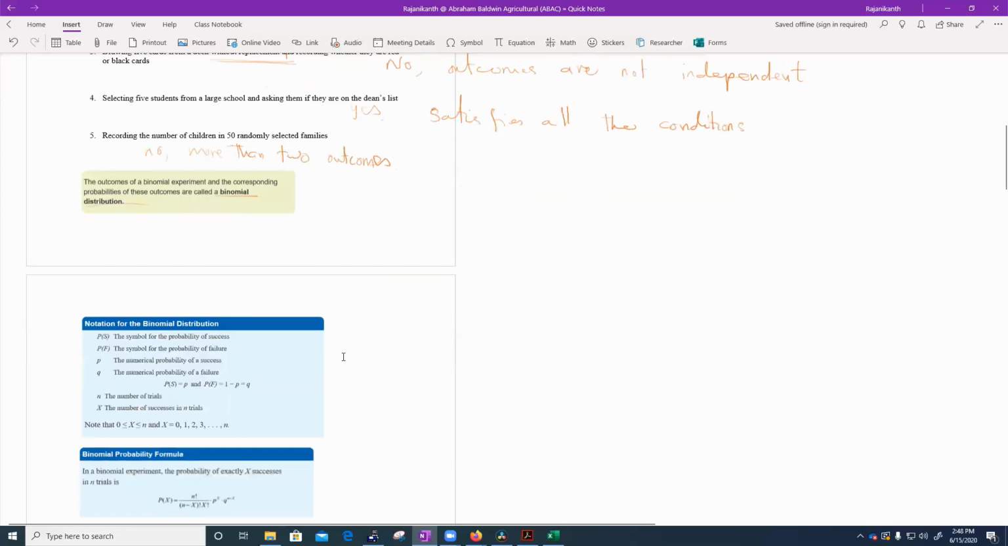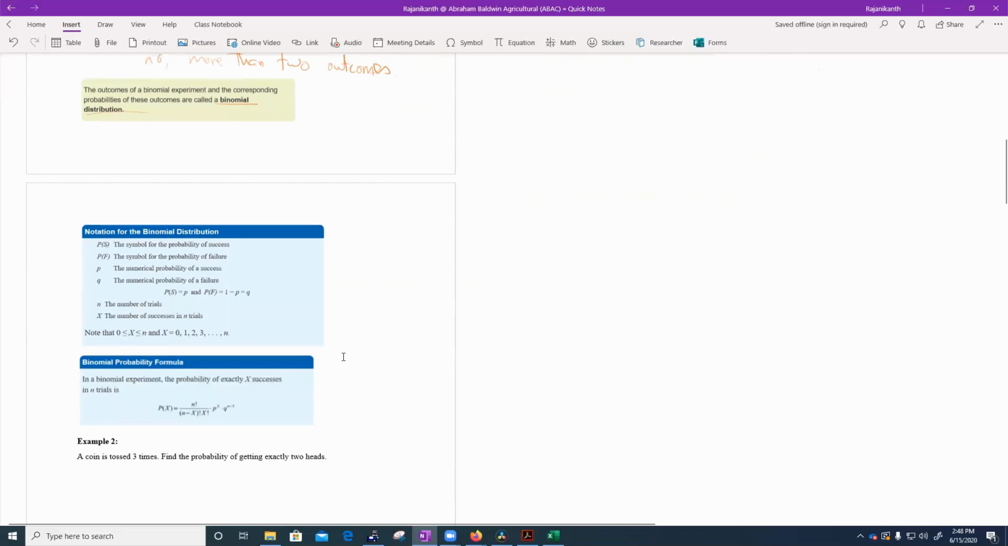Okay. So binomial distribution, in other words, means you are looking for what? You're looking for the probability distribution. Okay. So we are using some symbols with these binomial distributions. Let's look at these symbols one by one.